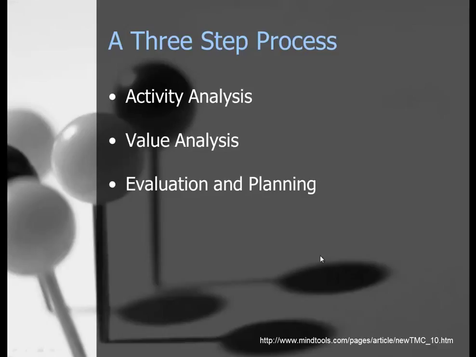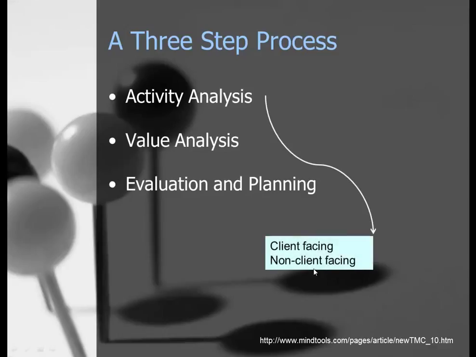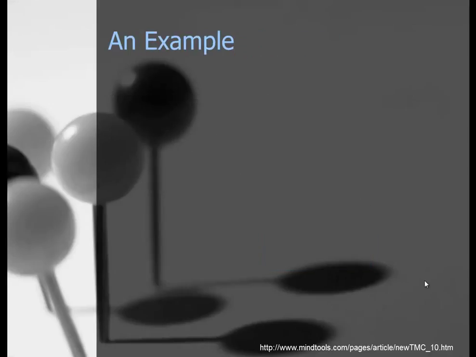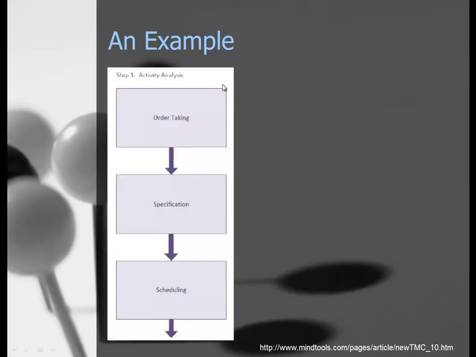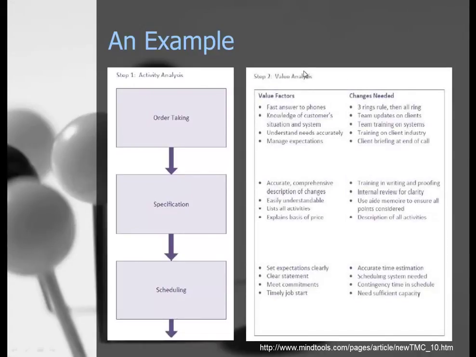So let me show you a diagram here that is also from Mind Tools. Now, you'll notice here in the activity analysis, you want to make sure to have client-facing and non-client-facing activities before you decide which ones are your core activities. All right, so here's an example. So first step in the activity analysis, the software company decided there are three primary activities that they would look at in their first stage that offered value to their customers: the order taking stage, writing the specifications, and then the scheduling.